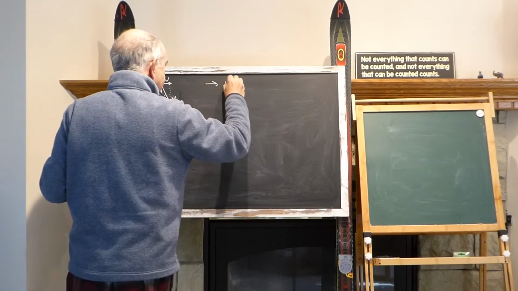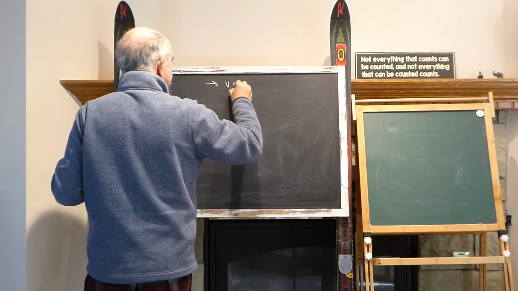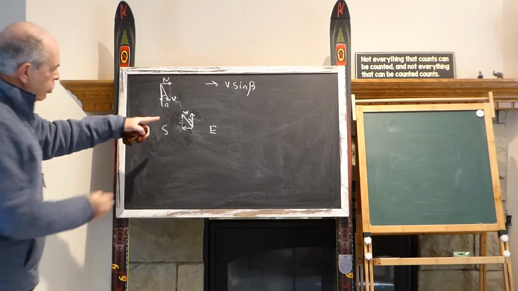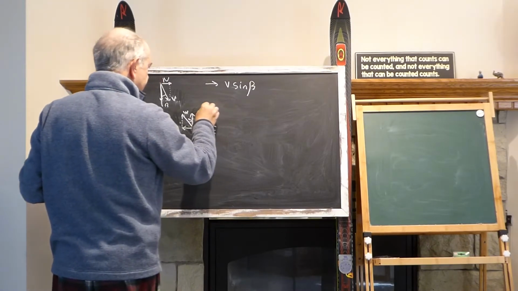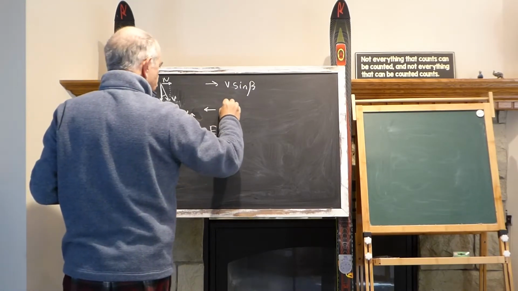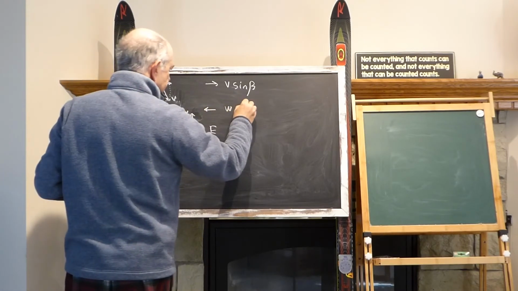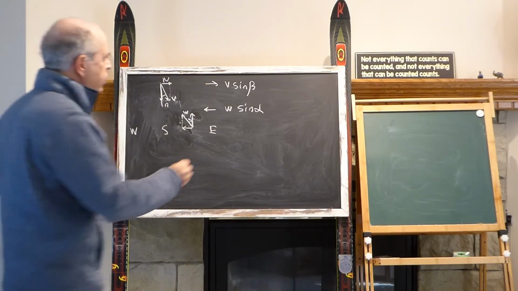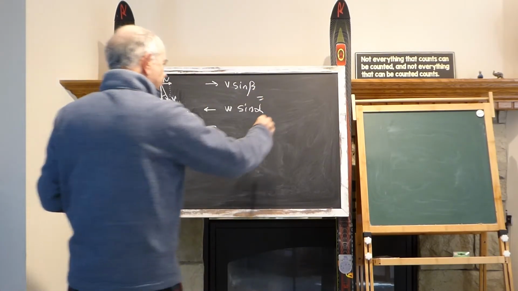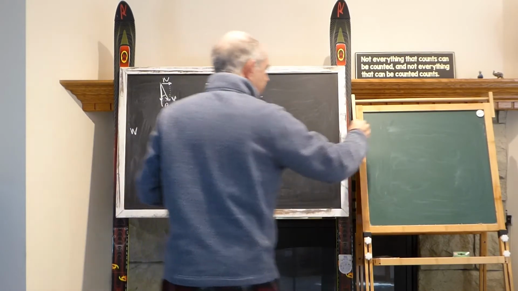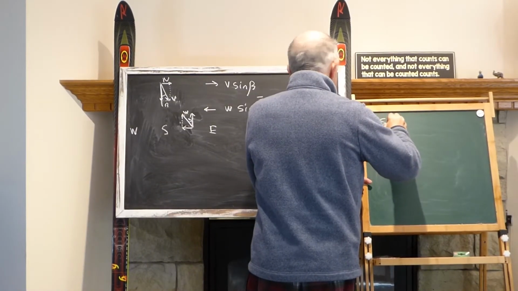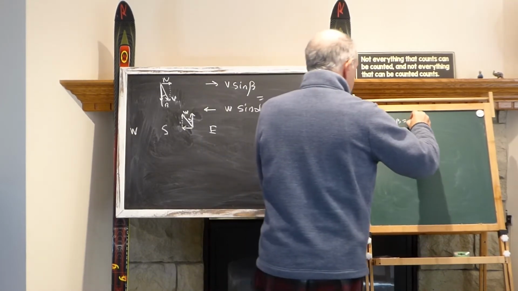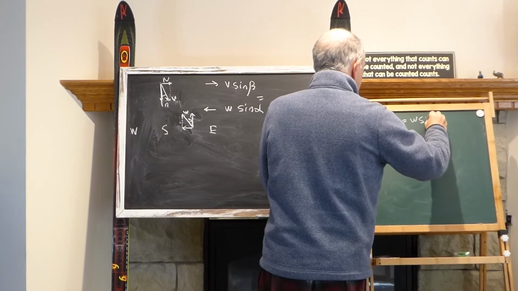But if this angle is beta and this is V, this component, directed in this way, is V sine beta. And if we look at the wind, this vector, it should be W sine alpha. And those two components should be equal to each other. So we have the first equation, and I can write it here: V sine beta equals W sine alpha.